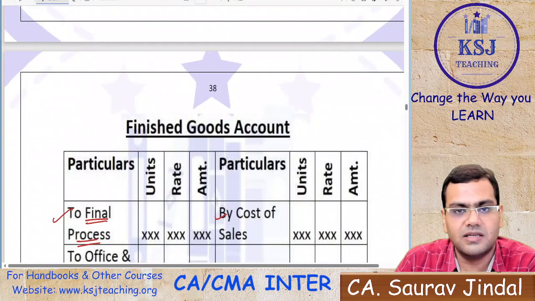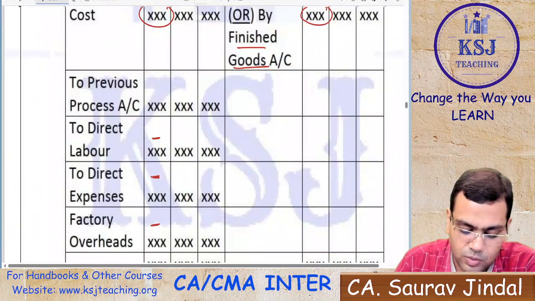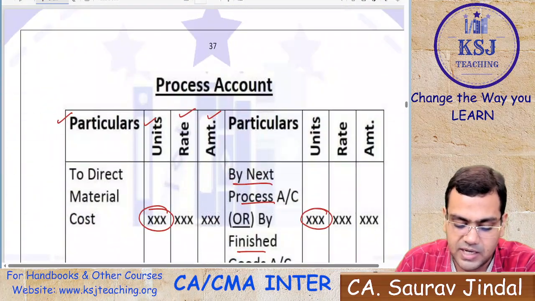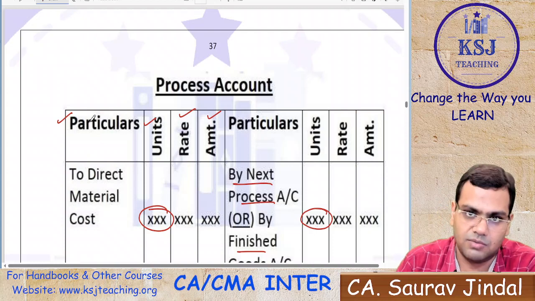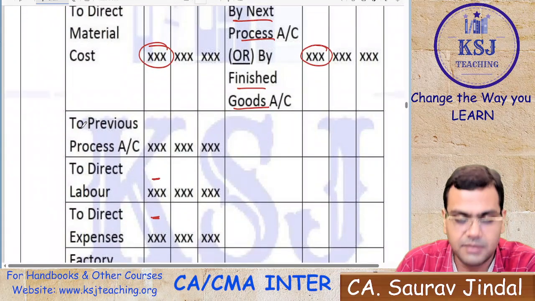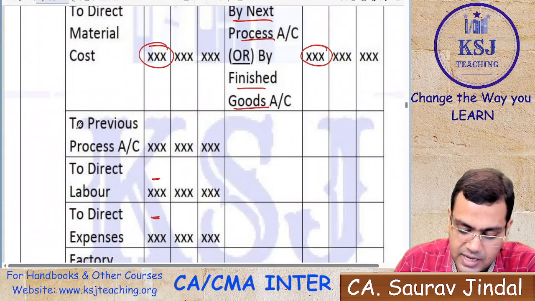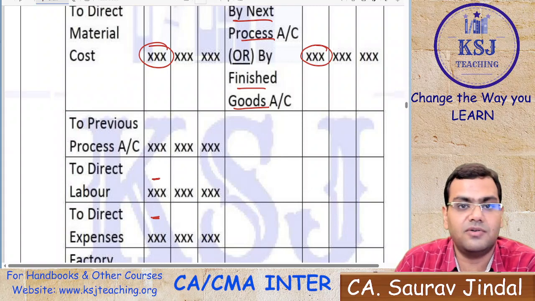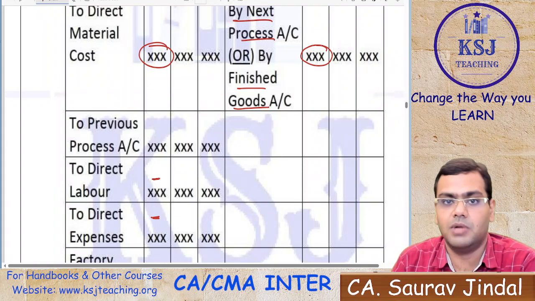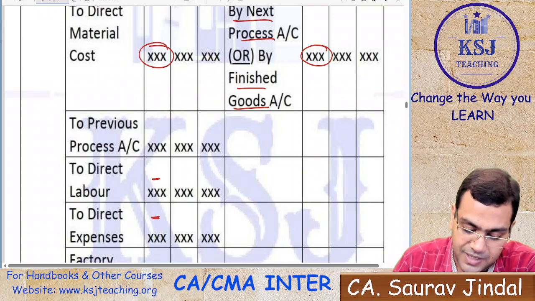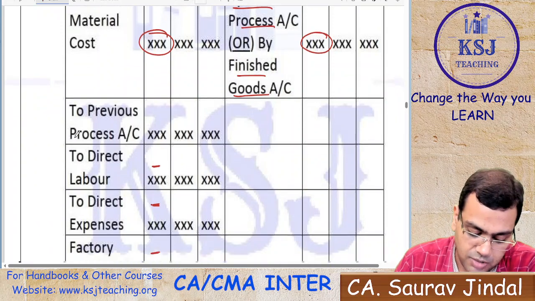So these are some of the accounts, but mainly what you will be asked about is the process account, right? That is one of the most important parts, the process account. Now you need to find out what will be the treatment of the normal loss and the abnormal loss. Normal loss treatment in the process account: what will be the normal loss treatment?